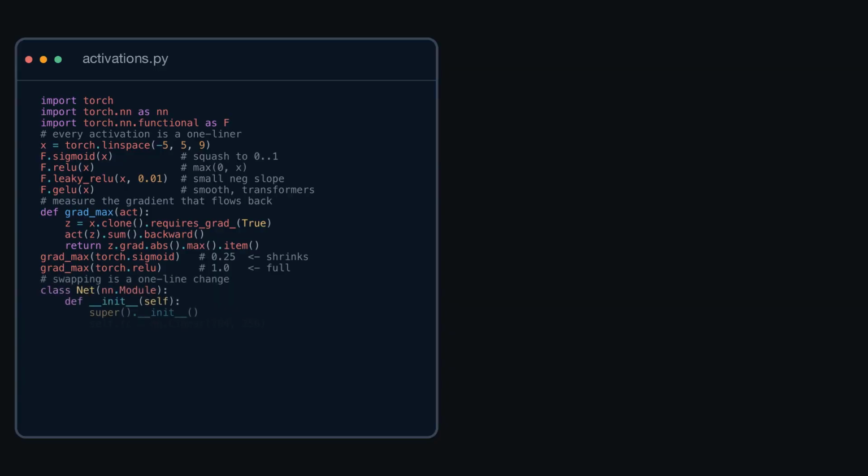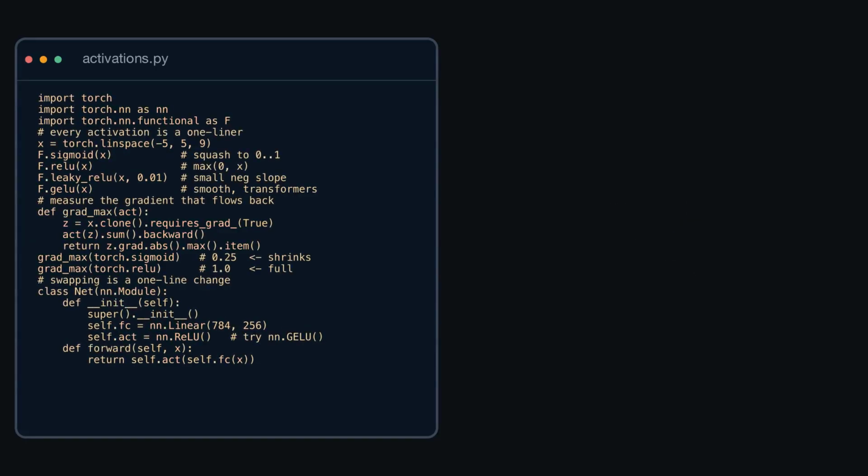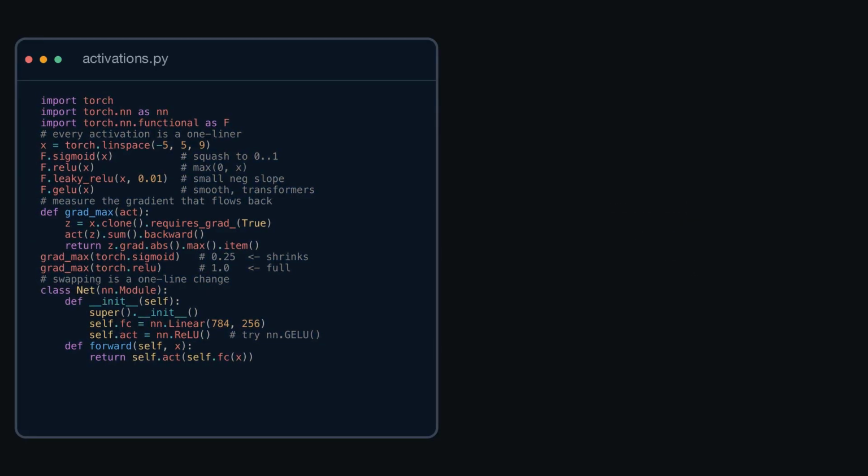One last practical thing. In a real model, the activation lives on a single line. Swapping ReLU for GELU, or any other, is a one-word change. So it is easy to try a few and keep what trains best. So the slope is not just theory. It is a number you can measure, and it explains why ReLU and its cousins rule the hidden layers.